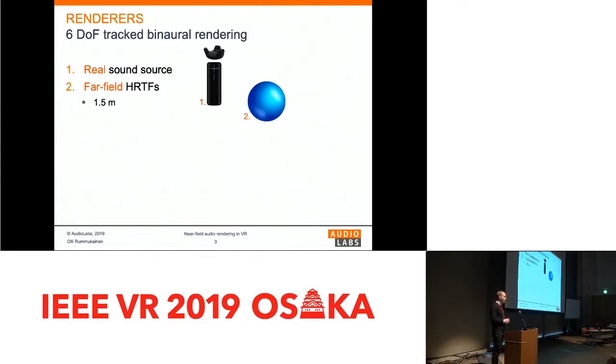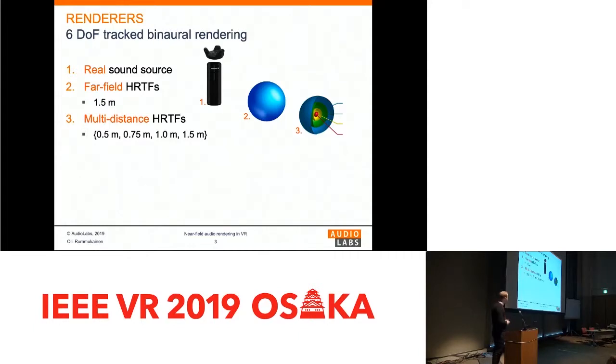Then we took the traditional approach, so let's only take far field measured HRTFs, measured at 1.5 meters from the listener. That creates a kind of a sphere around the head that we can use to reproduce sound sources. Then, to make it a bit more interesting, we obtained some multi-distance measured HRTFs. These were measured from 0.5 meter up to 1.5 meters from the listener at 4 different levels. So this creates a kind of layered sphere. If we are closer to the head, then we can take the HRTFs from some closer layer of that sphere.